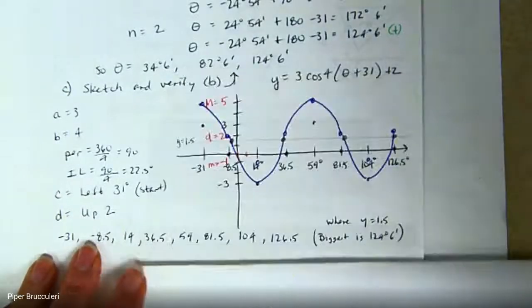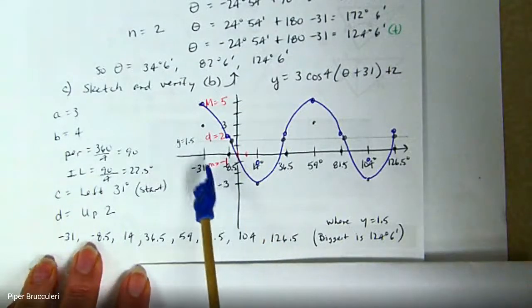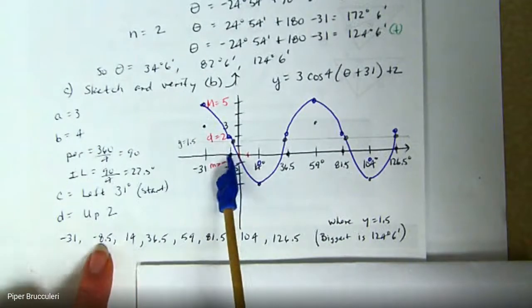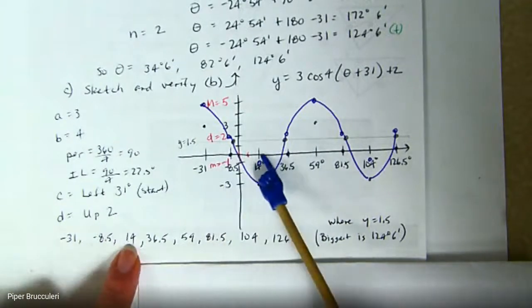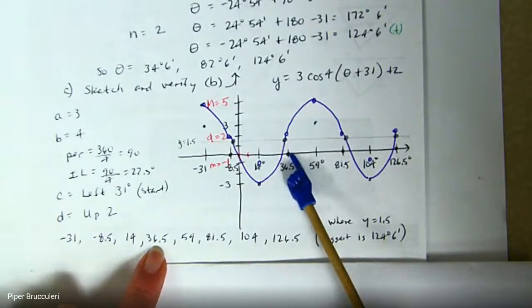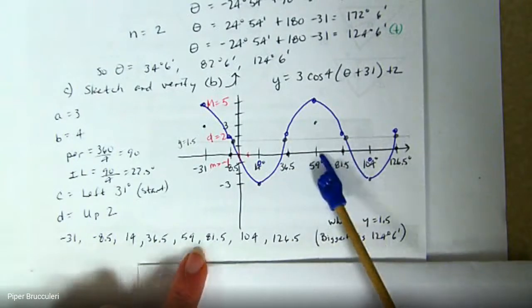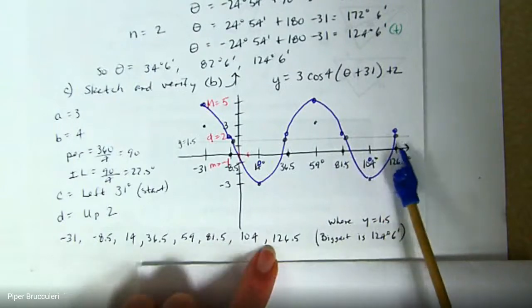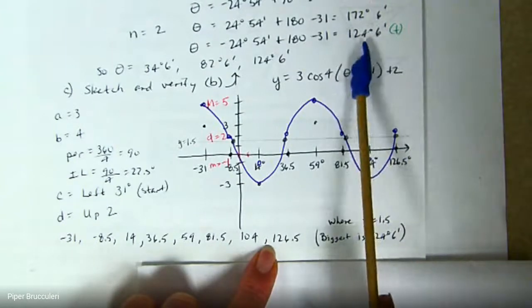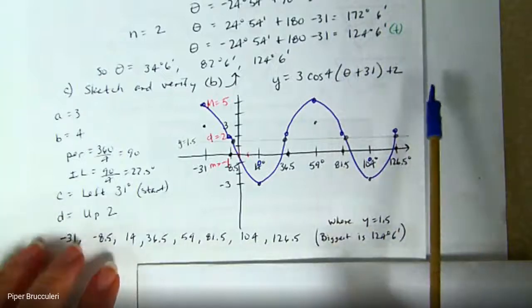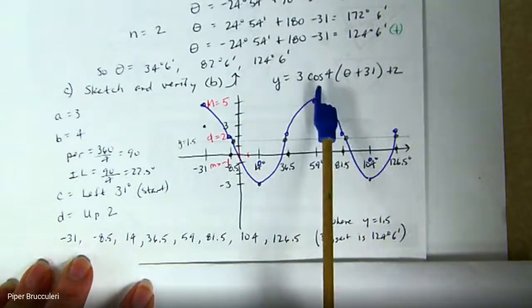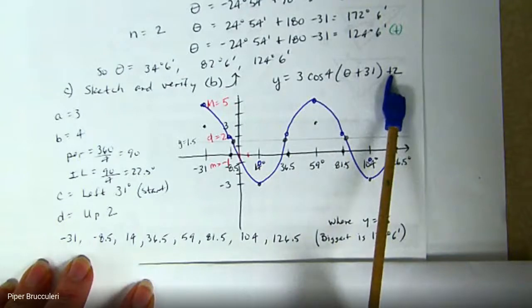So you label your graph, and here it is. Here's my negative 31, and here's my next tick at negative 8.5, and then here's 14, and then 36.5, and then 59, and then 81, 104, and 126. So I'll cover this 124 up here. Then my black dots represent the parent graph before I go up to.